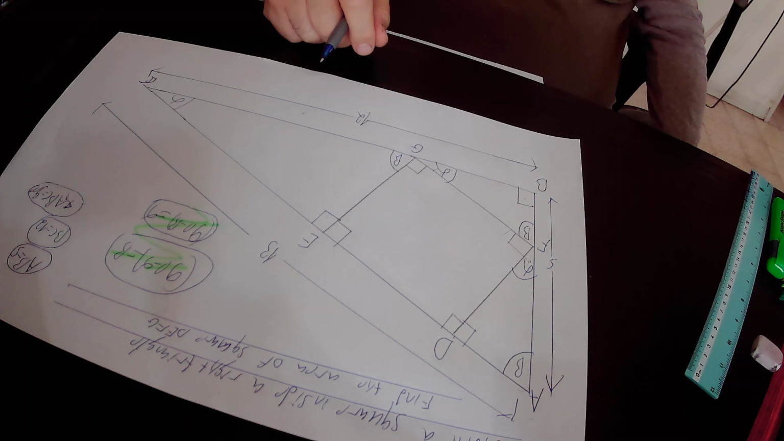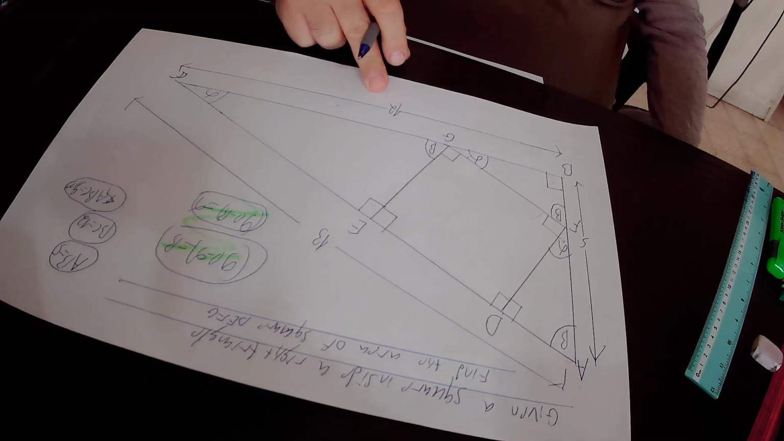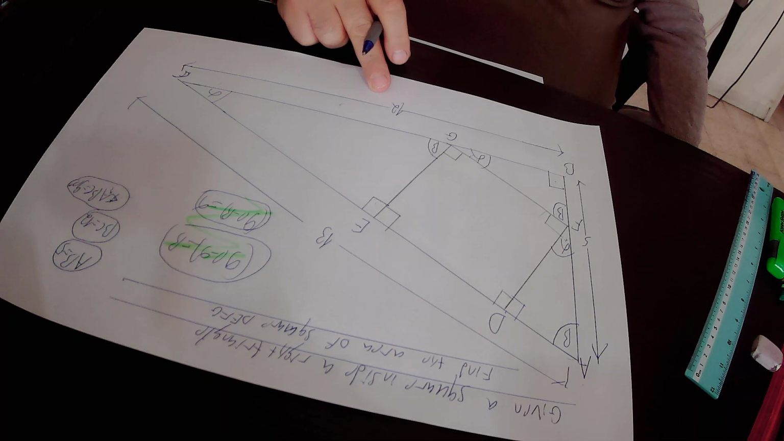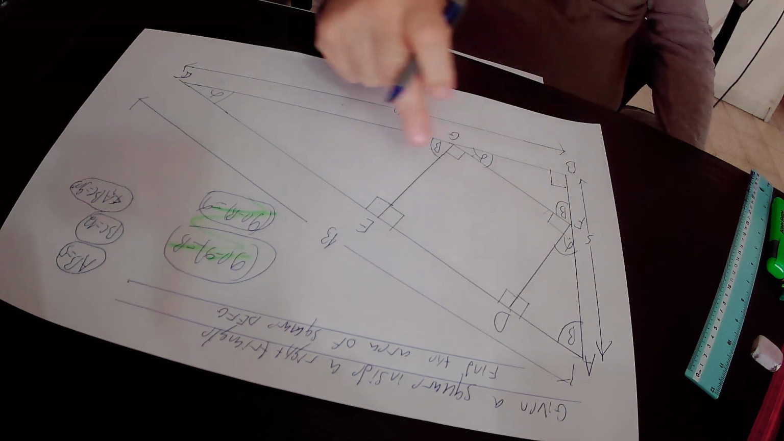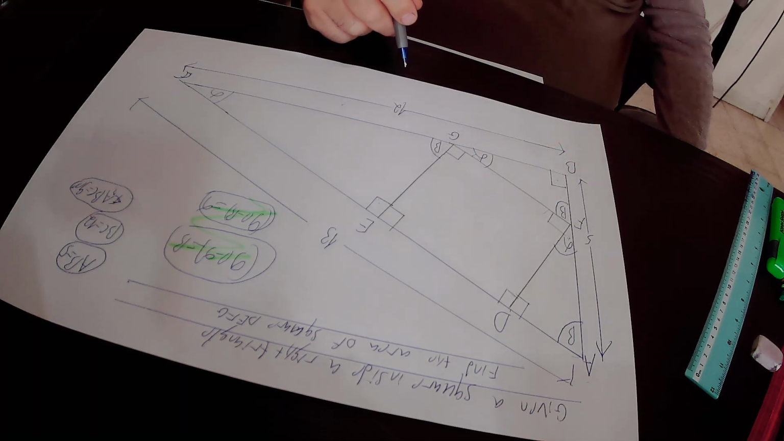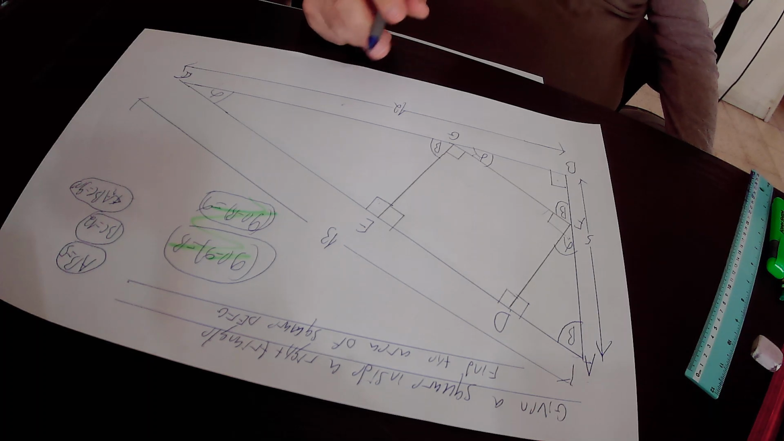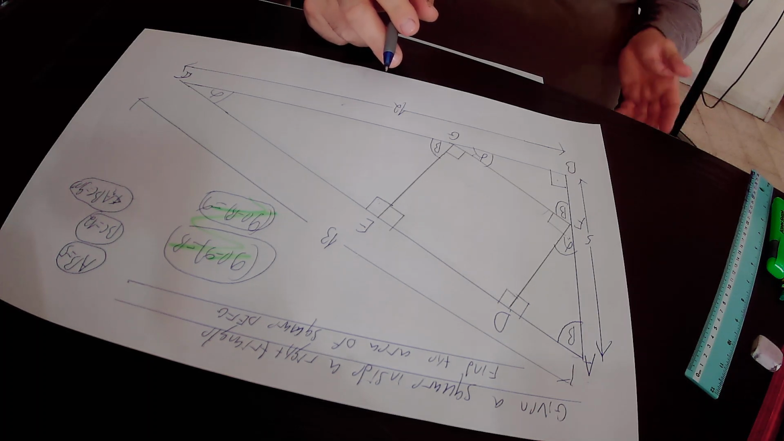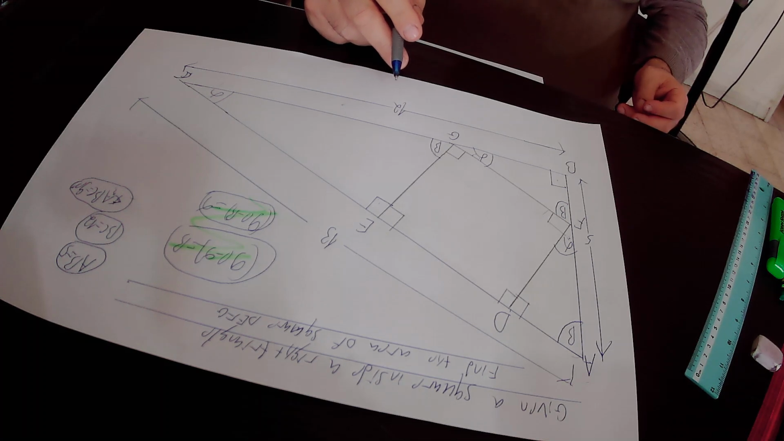So at this moment we have in total 4 right triangles: 1, 2, 3, and the big right triangle, triangle ABC. All 4 right triangles are similar to each other. Why? Because they have exactly the same angles. Each right triangle consists of 3 angles: alpha, beta, and 90 degrees. So all 4 right triangles are similar to each other according to the angle similarity rule.